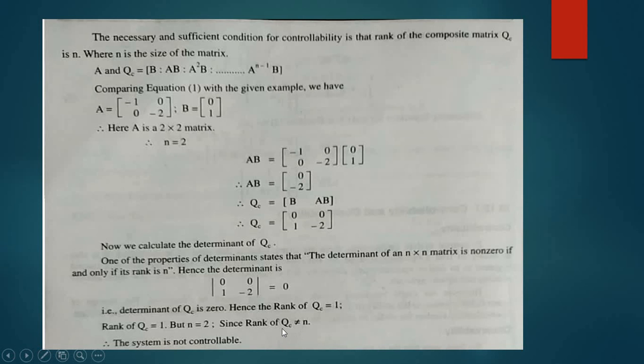Suppose the rank of QC is 2 and n is 2, both are equal, then it is controllable. But in this case you see that the rank of QC is 1 and n is equal to 2. So here they are not equal, therefore it is not controllable. So this is what we can comment on the controllability.